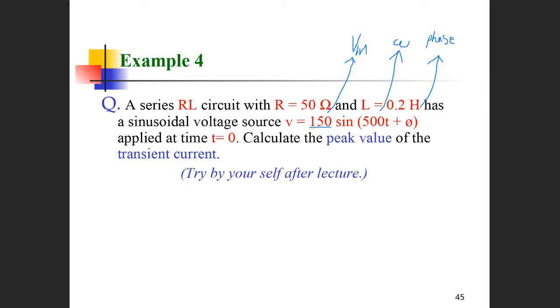So this is R, and this is the inductance. The 500 is omega. The inductance L is 0.2 henries. The reactance omega L can be simply estimated. Suppose we apply the voltage at time 0. Calculate the peak values of the transient currents.